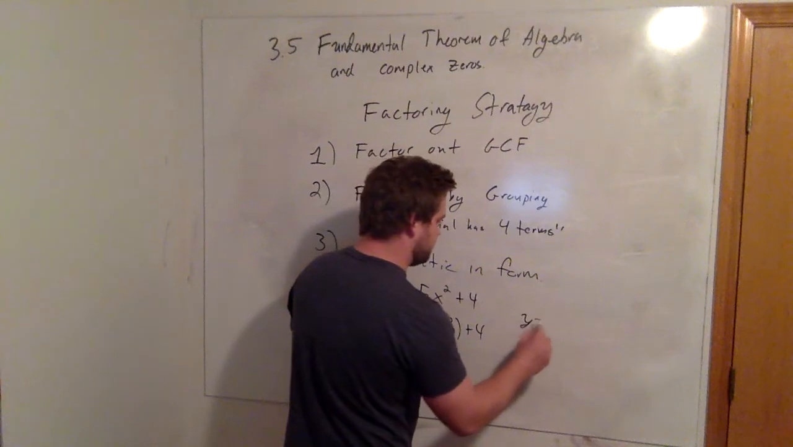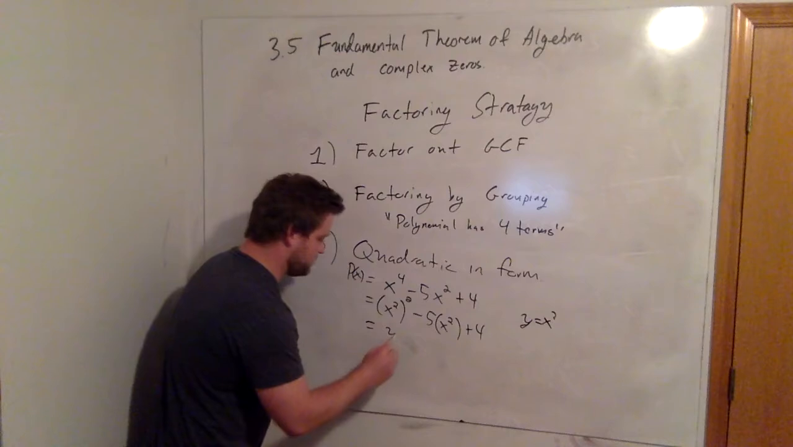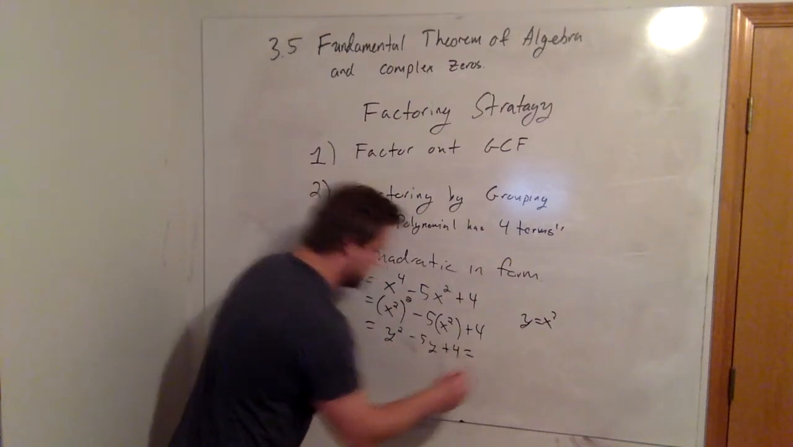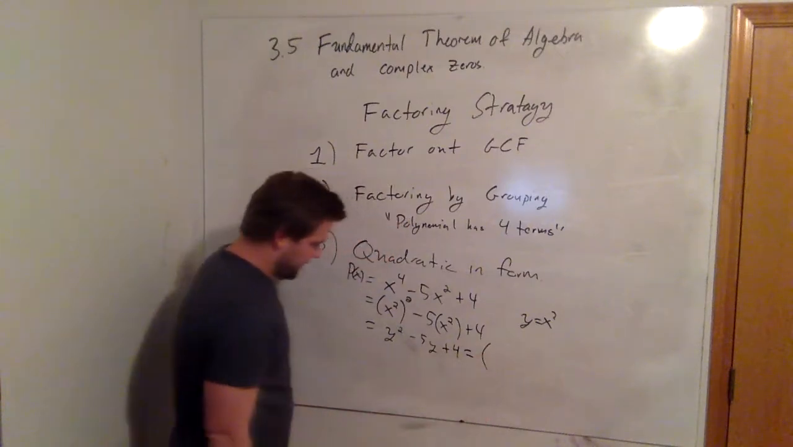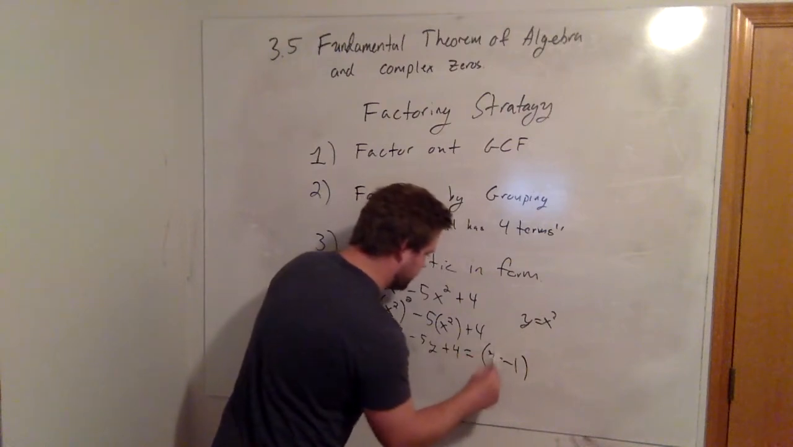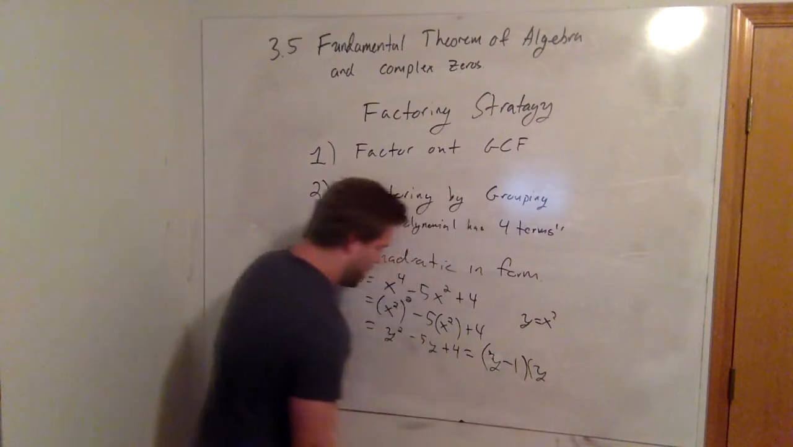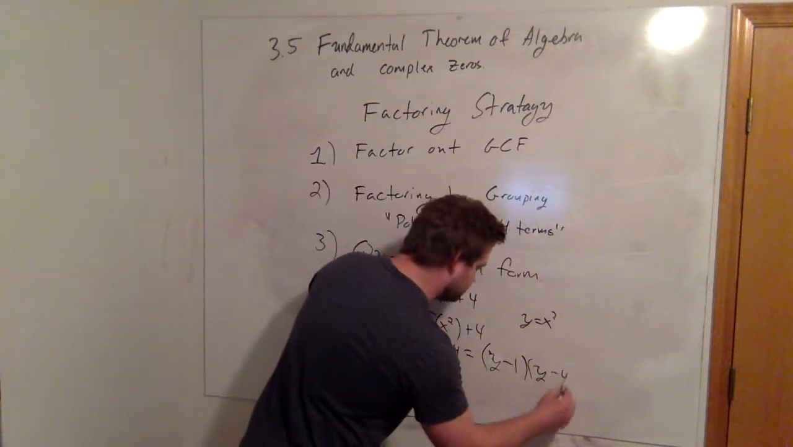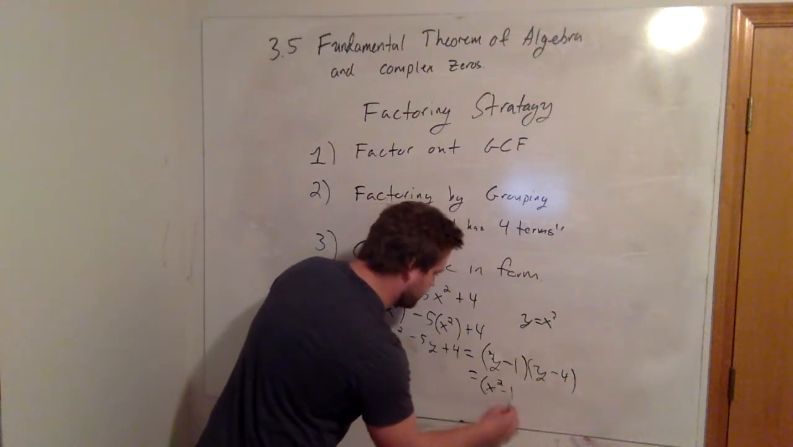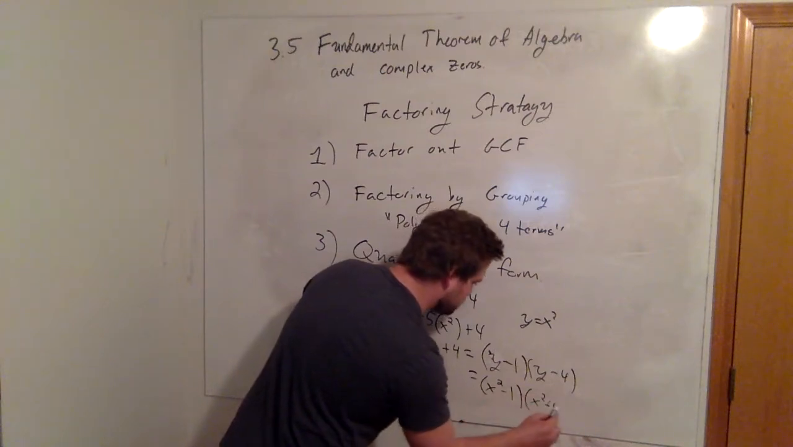Sometimes I like to make a substitution. If y is equal to x squared, we can replace the x squared with y. So this will be y squared minus 5y plus 4. And now you can easily factor this. This will factor to y minus 1 times y minus 4. Plugging these back in, what do I get here? I get x squared minus 1 times x squared minus 4.